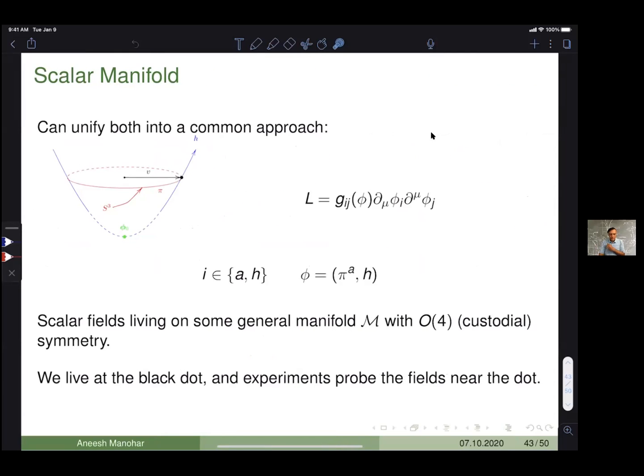So you can unify both approaches by just thinking of the scalar field of the standard model as living on some scalar manifold with a metric and some kind of kinetic term like this, where the indices I run over the 3 pion degrees of freedom, or what I called n hat before, and the radial direction, which is the Higgs field. And we're living at this black dot here, where the symmetry has been broken by the vacuum expectation value, and our experiments are probing some local neighborhood of this point. So what can we do experimentally?